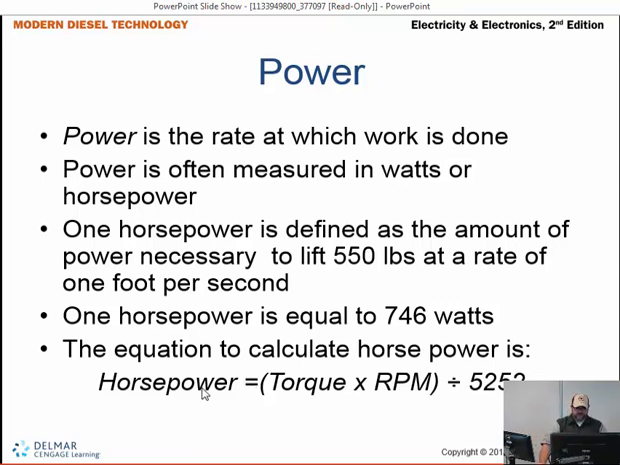And instead of having to do this equation, horsepower is equal to torque times RPM divided by 5,252. That 5,252 is just a number, a conversion factor from the units of torque, measured in pound-feet, and angular velocity, measured in RPMs. Like I said, it's a very crazy number to come up with.